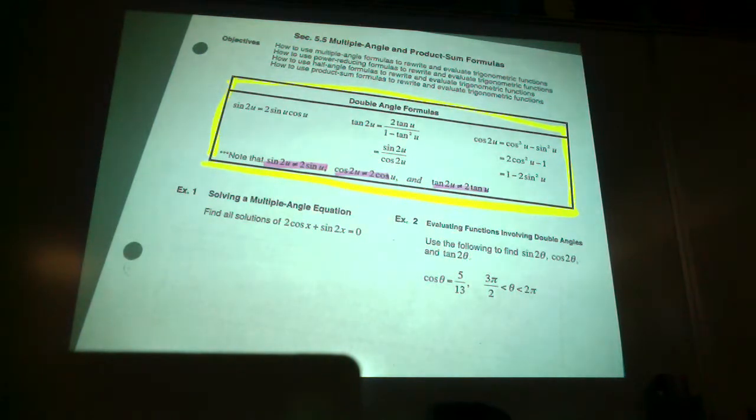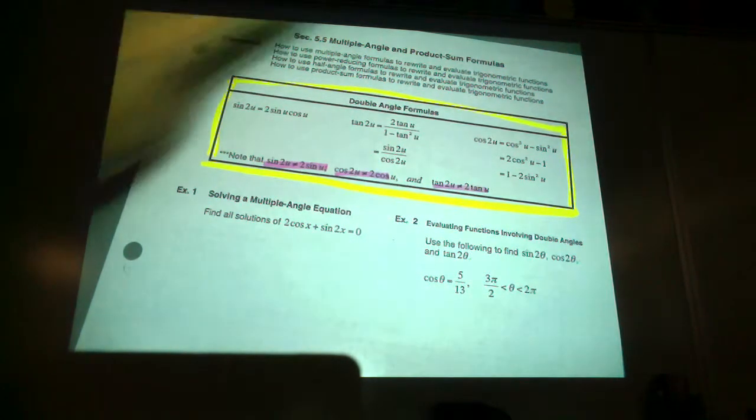Instead, what you're going to do, look at example 1. Did you get a note sheet?